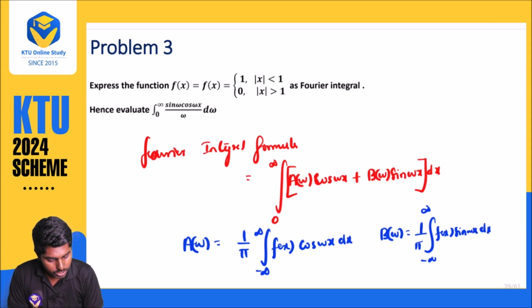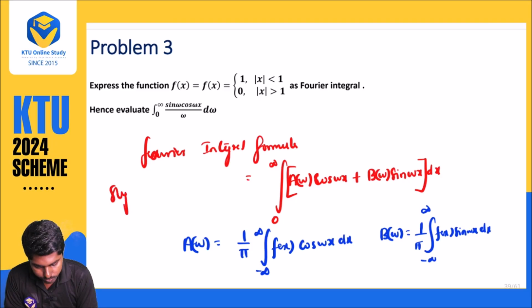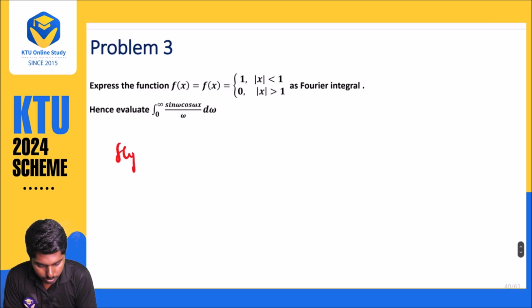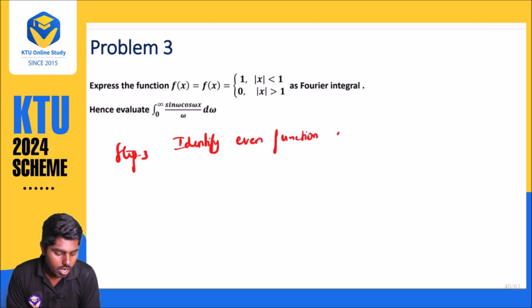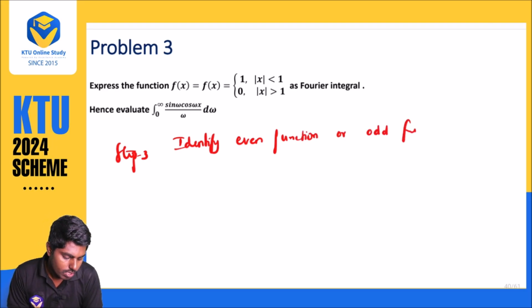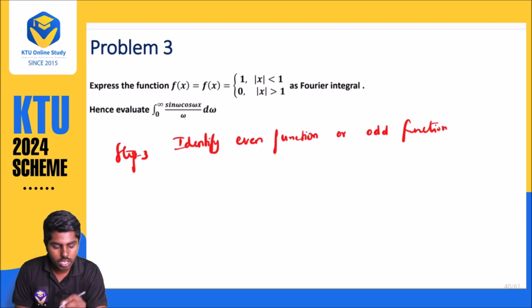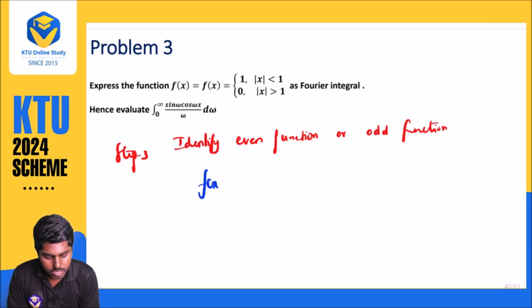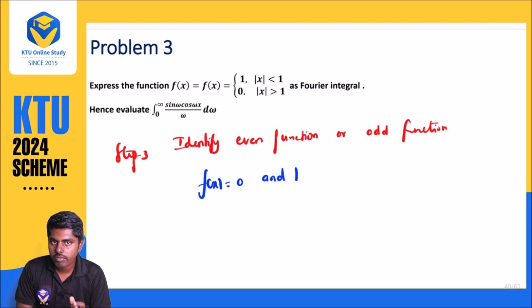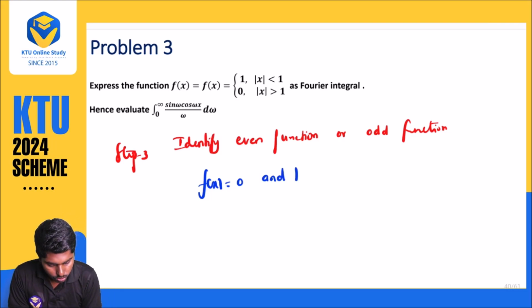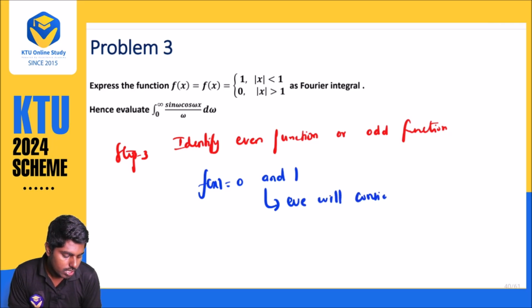Since we know the thing, this was step number 2. Third step, step number 3: identify even function or odd function. When we are identifying even function or odd function, here they have given f of x equal to 0 and 1. So both are constant. When it is constant, we will consider it as an even function.